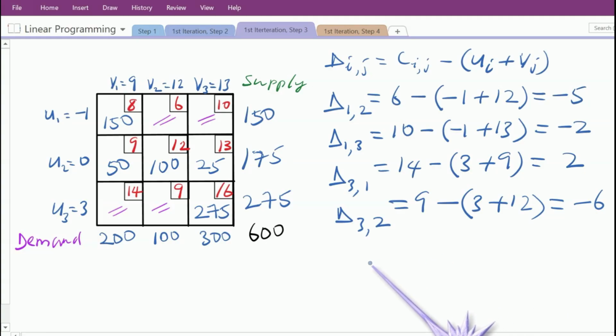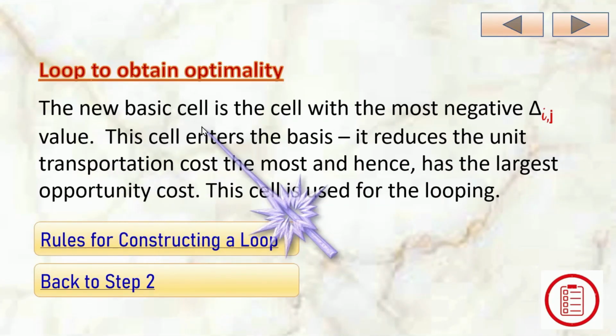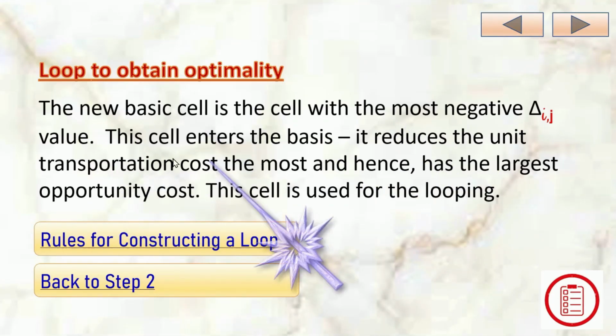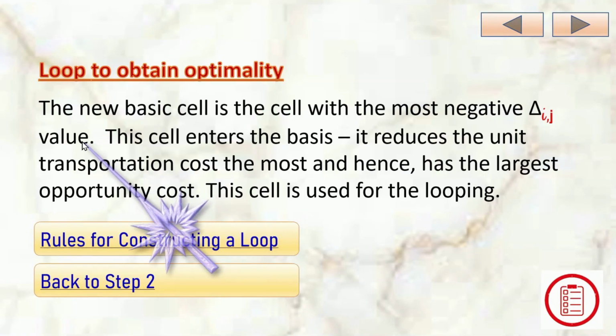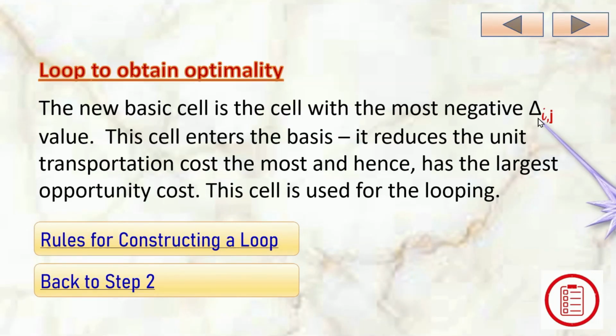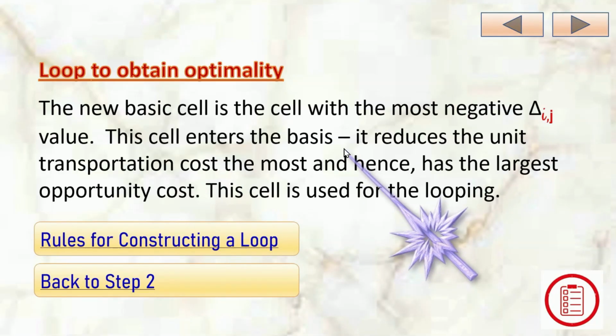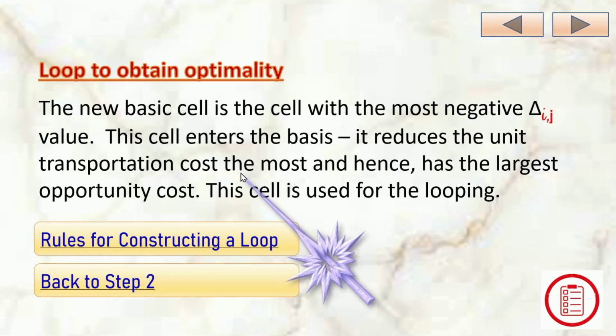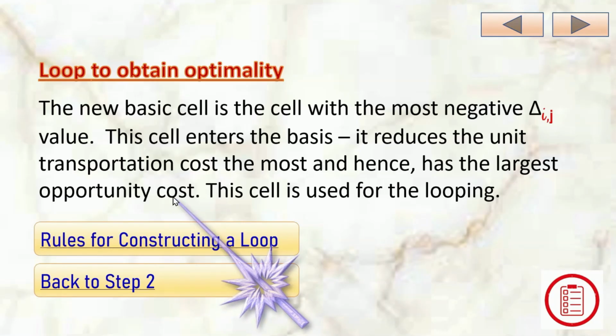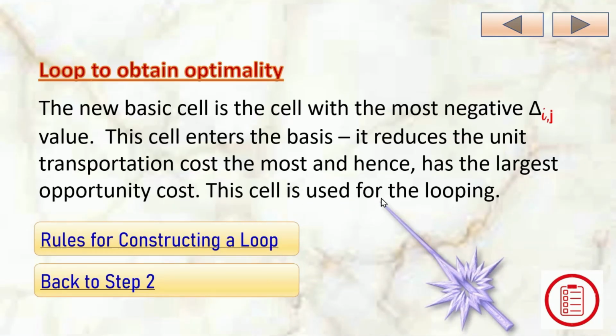And so the next step is to determine which variable will enter the basis. The new basic cell is the cell with the most negative delta ij. After calculating delta ij, if any of them has a negative value, then you take it. But if it is more than one, then you take the highest negative value, and this cell enters the basis. It reduces the unit transportation cost the most and hence has the largest opportunity cost. Then it is that cell you are going to use for the looping.